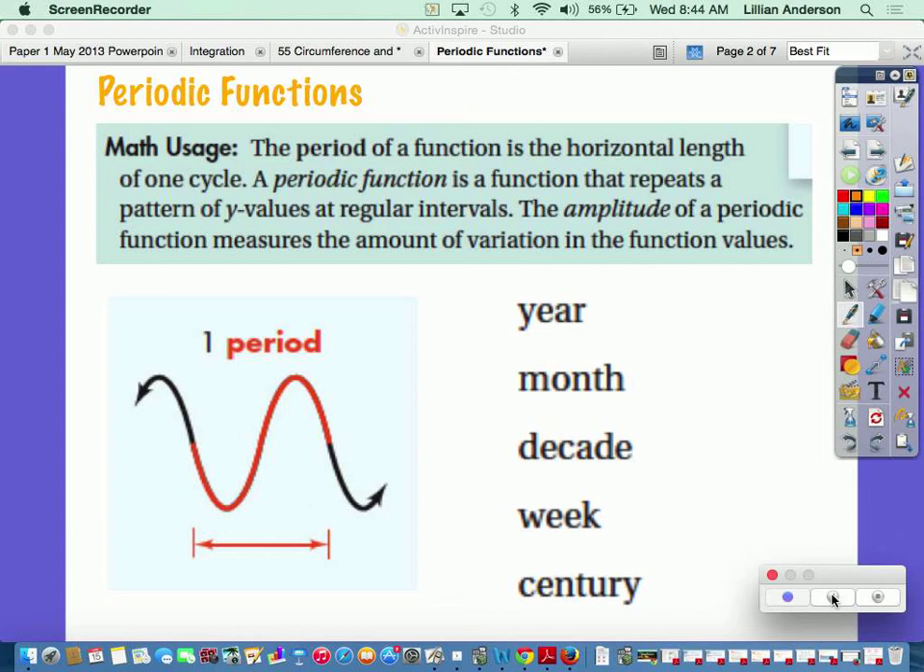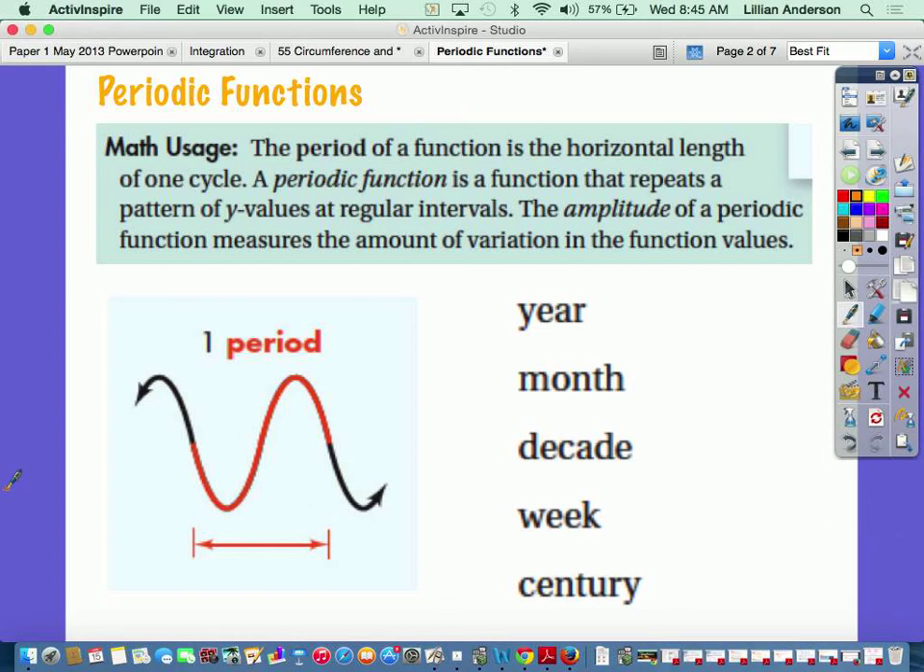Now, a periodic function is a function that repeats a pattern of y values at regular intervals. So if you look down here in this diagram that's given to you, you can see that it's going to continue this up and down pattern throughout. That's what makes something periodic. If you have a curve that repeats the same pattern back and forth, the same y values, like it rises up to the same y value, drops down to the same y value, and continues to keep going, that's an example of a periodic function.